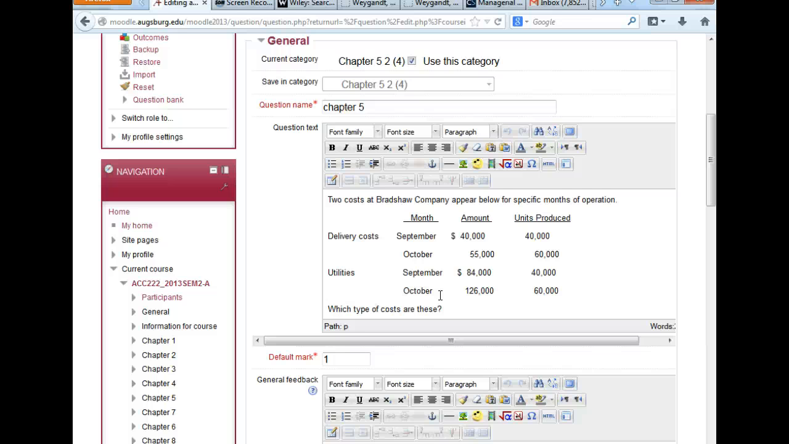Let's look at delivery cost. Do you think those costs are variable? No, look what happened. $40,000 at 40,000 units, but then what happened in October? It's 91 cents a unit, so wouldn't you think that's probably mixed? Does that make sense, guys?